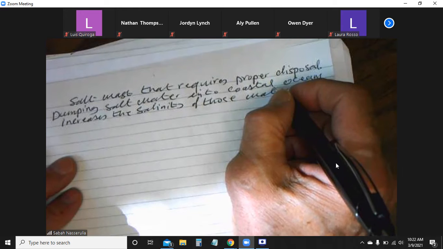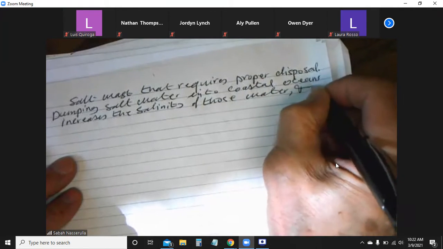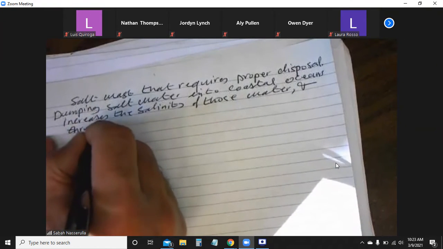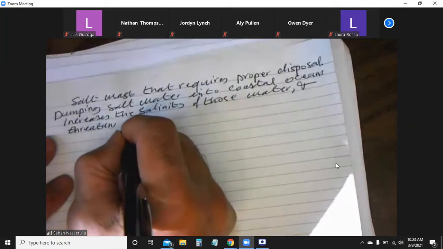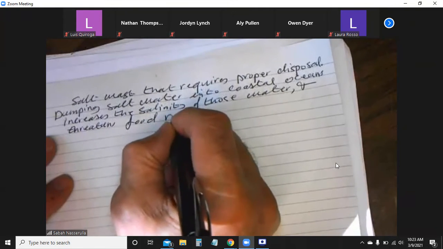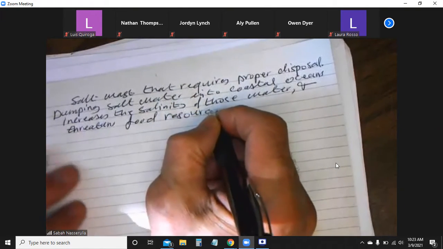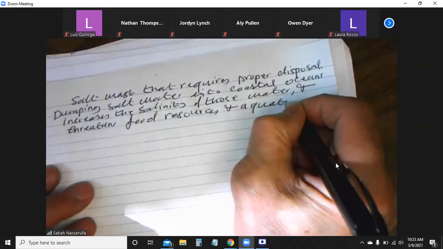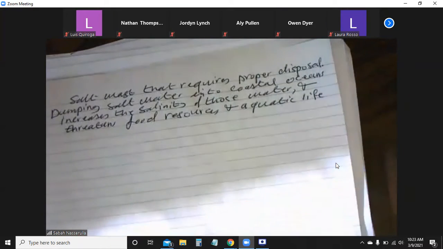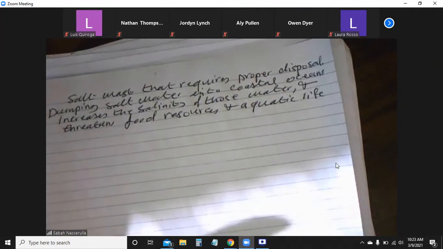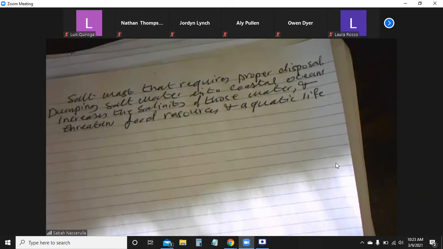It also threatens food resources and aquatic life, plankton and aquatic life, especially if that water is dumped near a coral reef or other areas, which is going to damage it and affect these organisms.